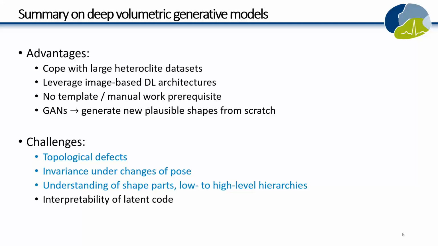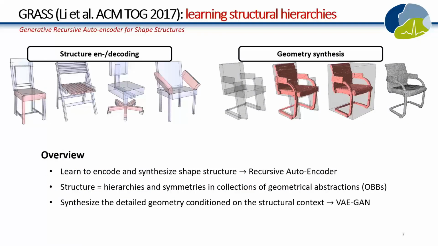If you have a chair, as a human you understand that it makes a subpart, a hierarchy of subparts, and how they are put together. But this kind of model doesn't capture this kind of hierarchy. But actually, if we look at some work, this work here was proposed by Li and his colleagues. It's called GRASS, which stands for Generative Recursive Autoencoder for Shape Structures, and they tackle exactly this problem, which is to say, can we actually generate better samples by capturing this kind of high-level structure separately from the low-level geometry.